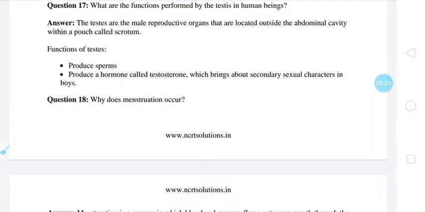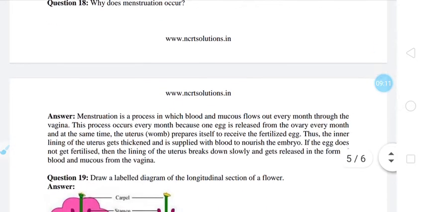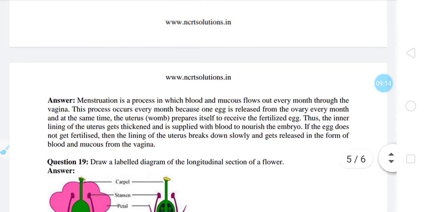Why does menstruation occur? So we have discussed about this also. If egg does not get fertilized in the fallopian tube, the egg goes on rolling and it comes to the uterus. The outermost covering of egg contains certain types of hormones which will diffuse in the uterus and will make menstruation happen. So menstruation is a process in which blood and mucus flow out every month through the vagina.